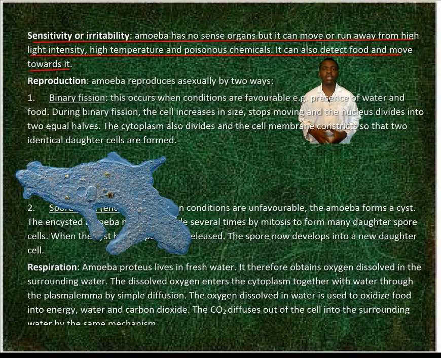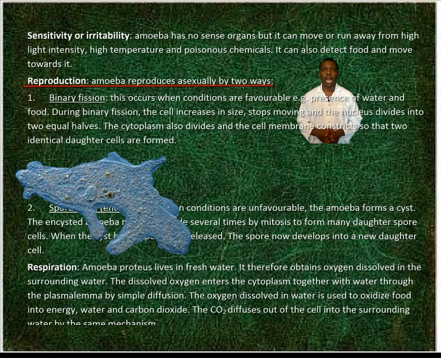Sensitivity or irritability. Amoeba has no sense organs, but it can move or run away from high light intensity, high temperature, and poisonous chemicals. It can also detect food and move towards it.